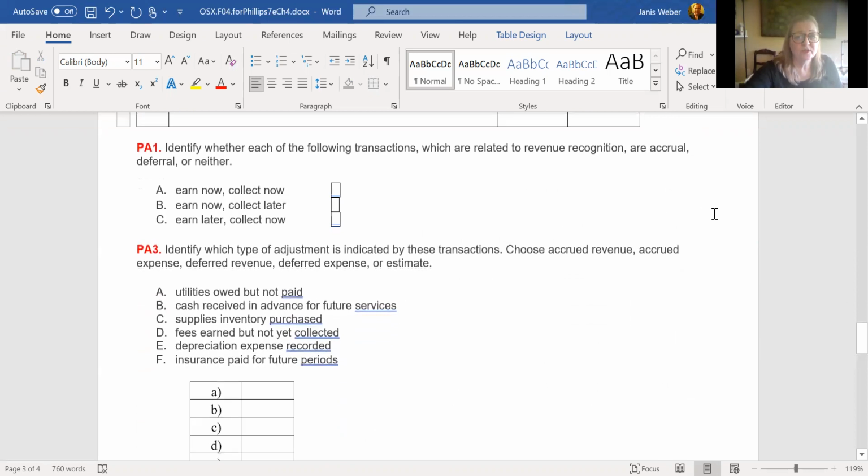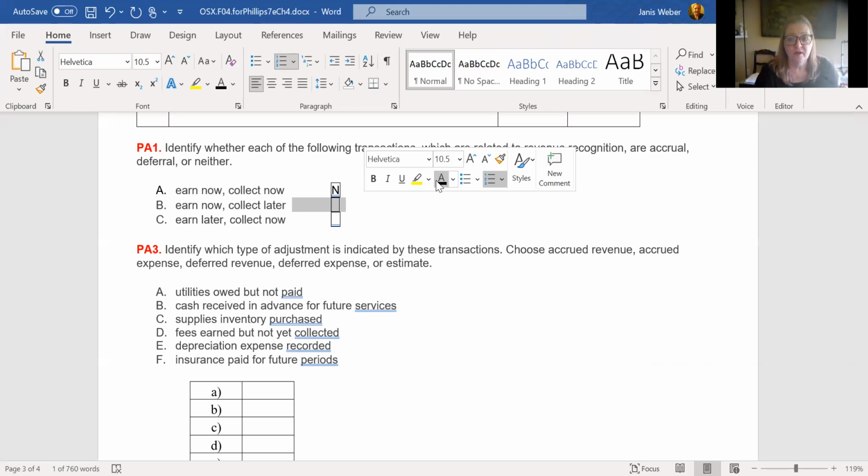PA1, this one wants us to identify whether each of the following related to revenue recognition or an accrual, deferral, or neither. So if you earn income now and you collect it now, is that a deferral, an accrual, or neither? I say neither. If you earn it now and collect it now, that means no matter if you use a cash method or accrual method, it's still time to recognize the revenue, right? What if you earn it now, but you collect it later? Is that an accrual or is that a deferral?